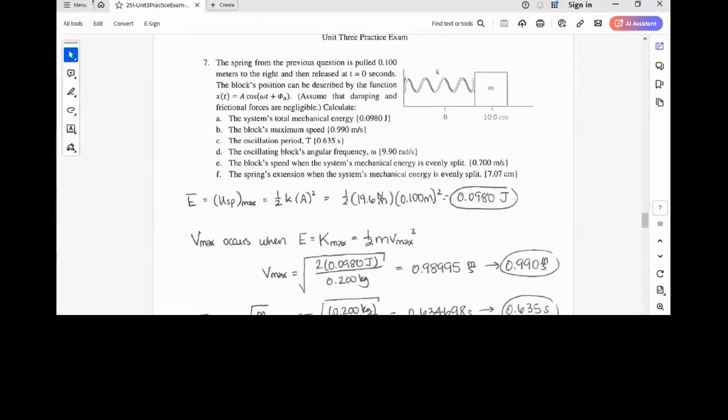Question seven. The spring from the previous question is pulled 0.100 meters to the right and then released at t equals 0 seconds. The block's position can be described by the function x of t equals the amplitude times the cosine of the angular frequency times time plus the phase constant. We can assume that damping and frictional forces are negligible.